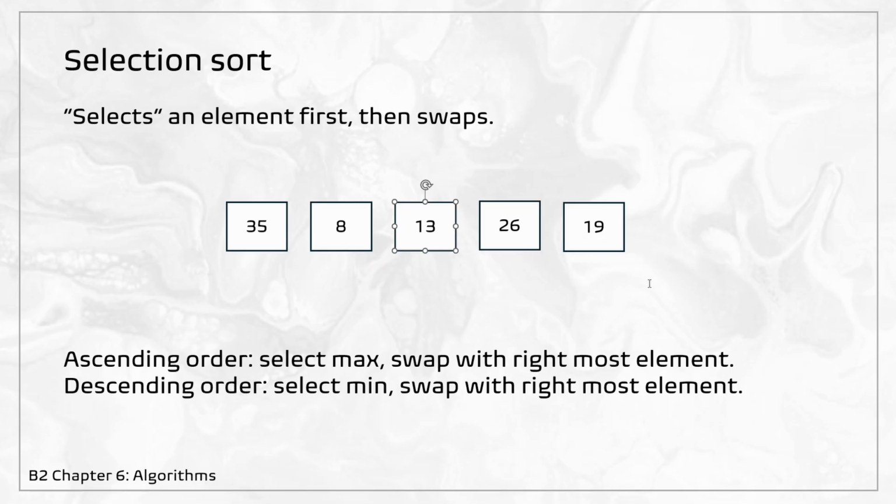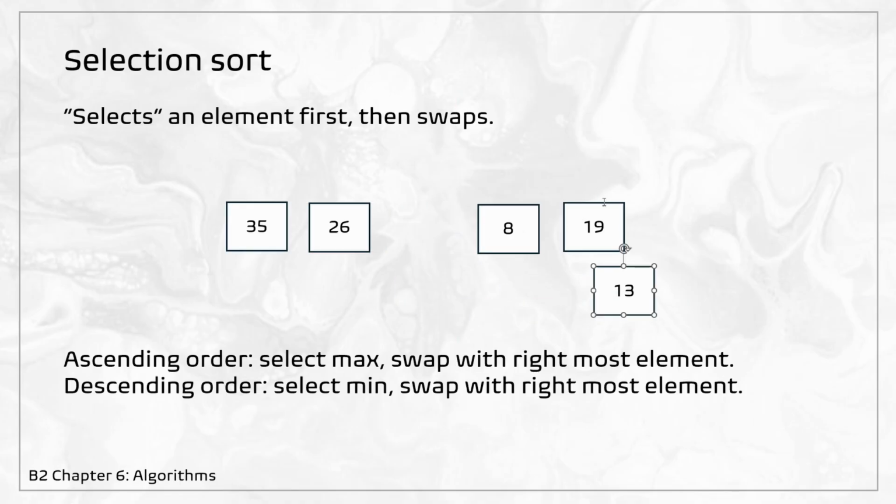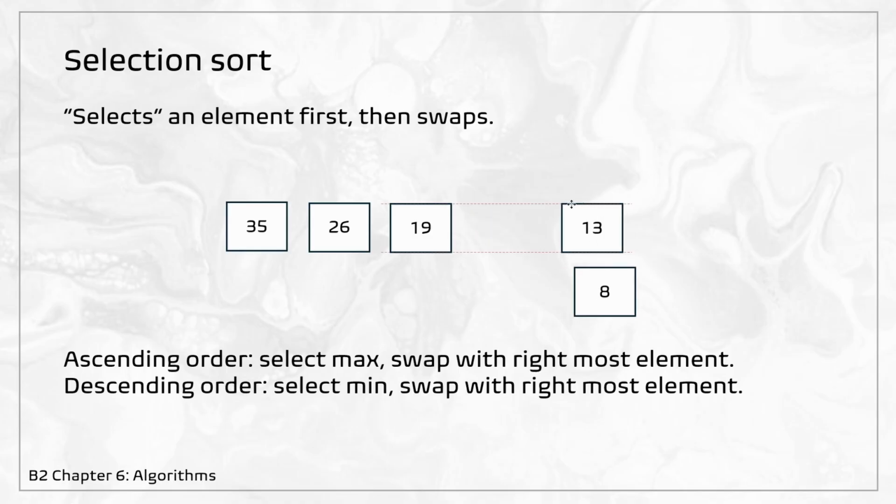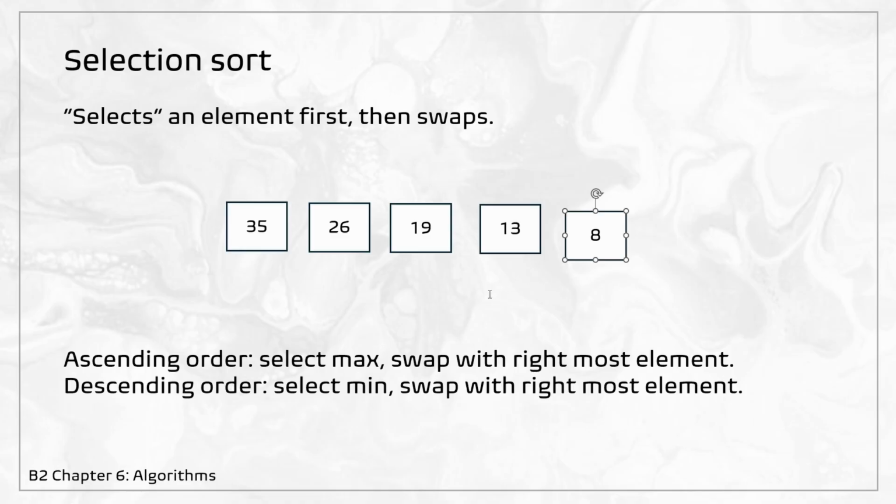Now, we find the next maximum, 26. This is also not at the front, so we swap it with this next element over here. So we just do that. And now we keep going. So in this little subarray, 19 is the maximum, but this is also not at the leftmost side. So we just swap this like this. And then lastly, 13 isn't where it should be, so these are swapped. And there we go. That's descending order right there.